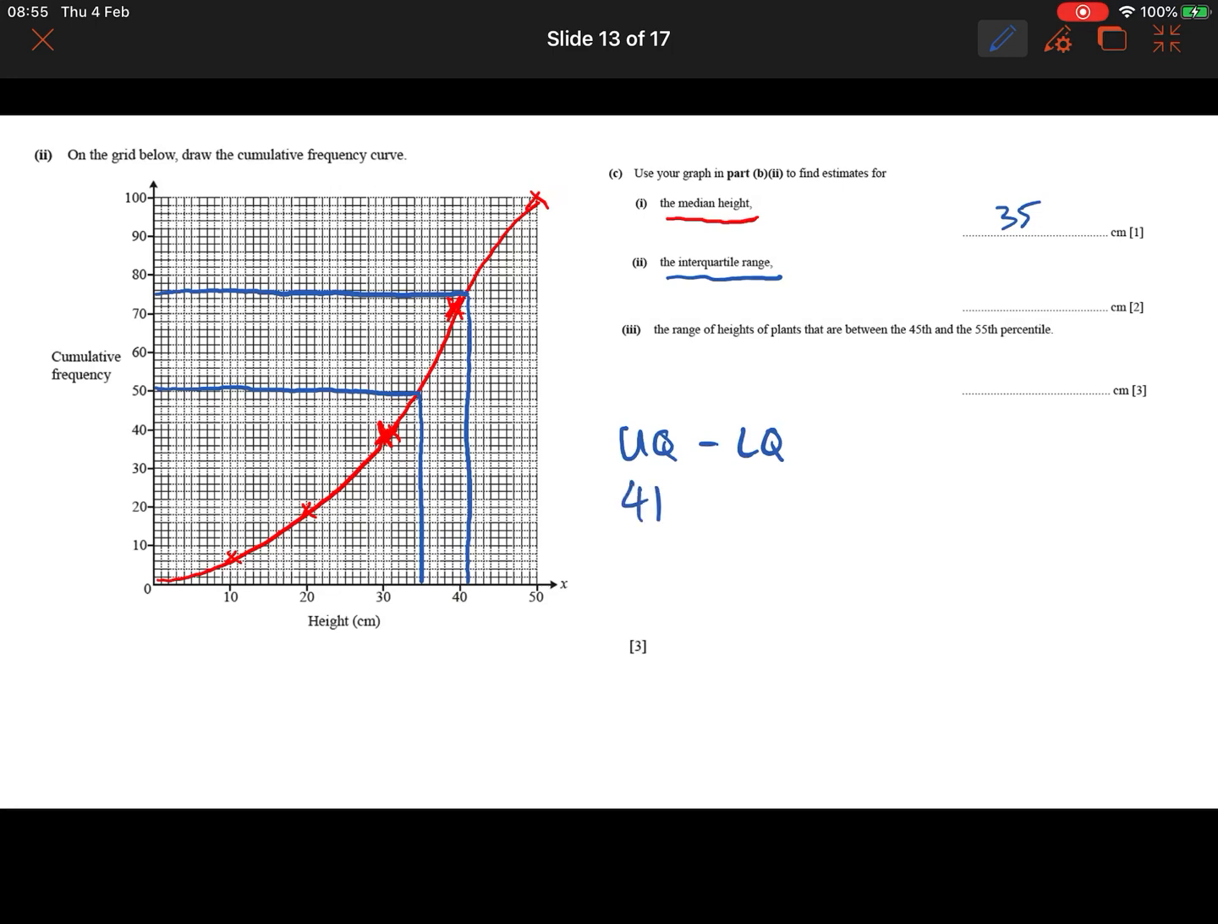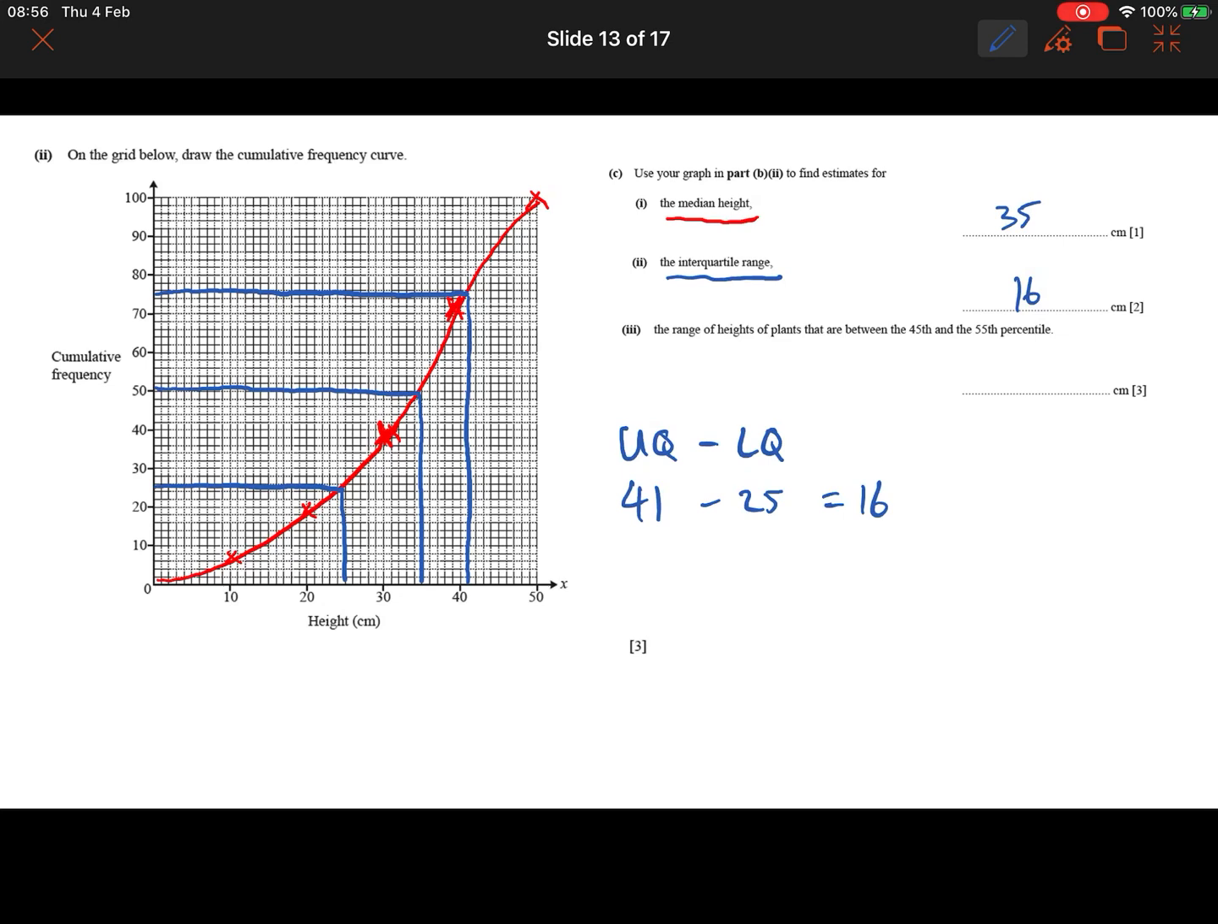Lower quartile is the 25% value. Quartile means quarter. Okay. So again, use a ruler. Show those lines. You must show those lines. Is that 25? Okay, 41 minus 25 is equal to 16. So the interquartile range is 16. Again, there'll be a range of correct answers.